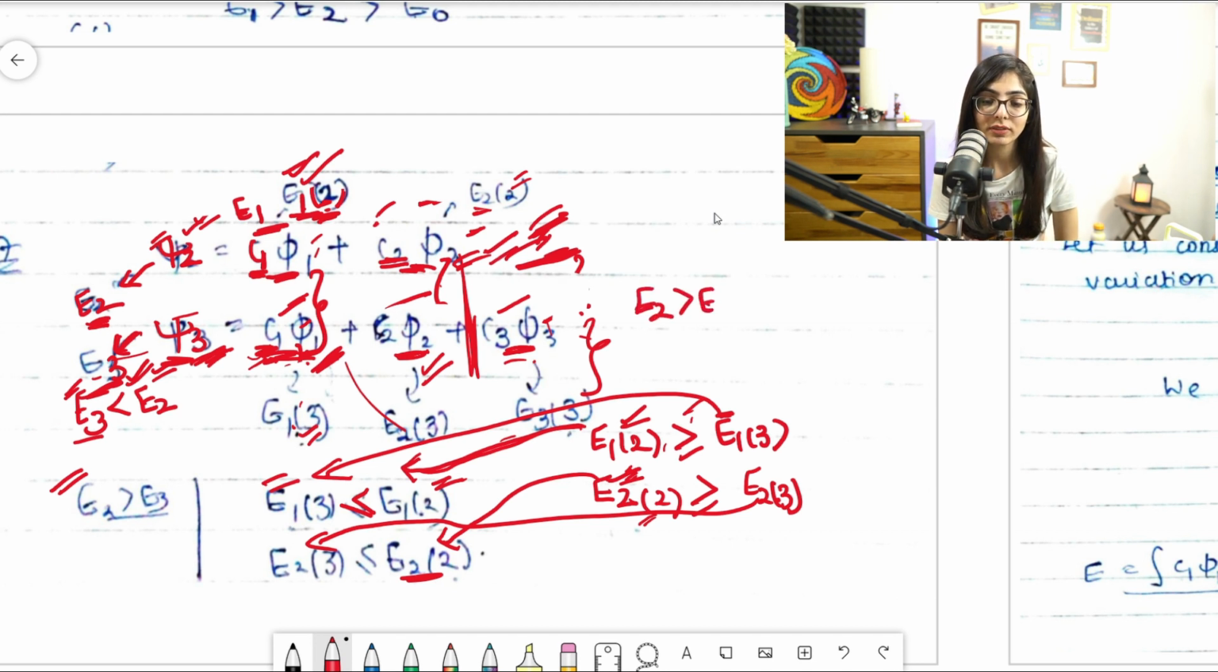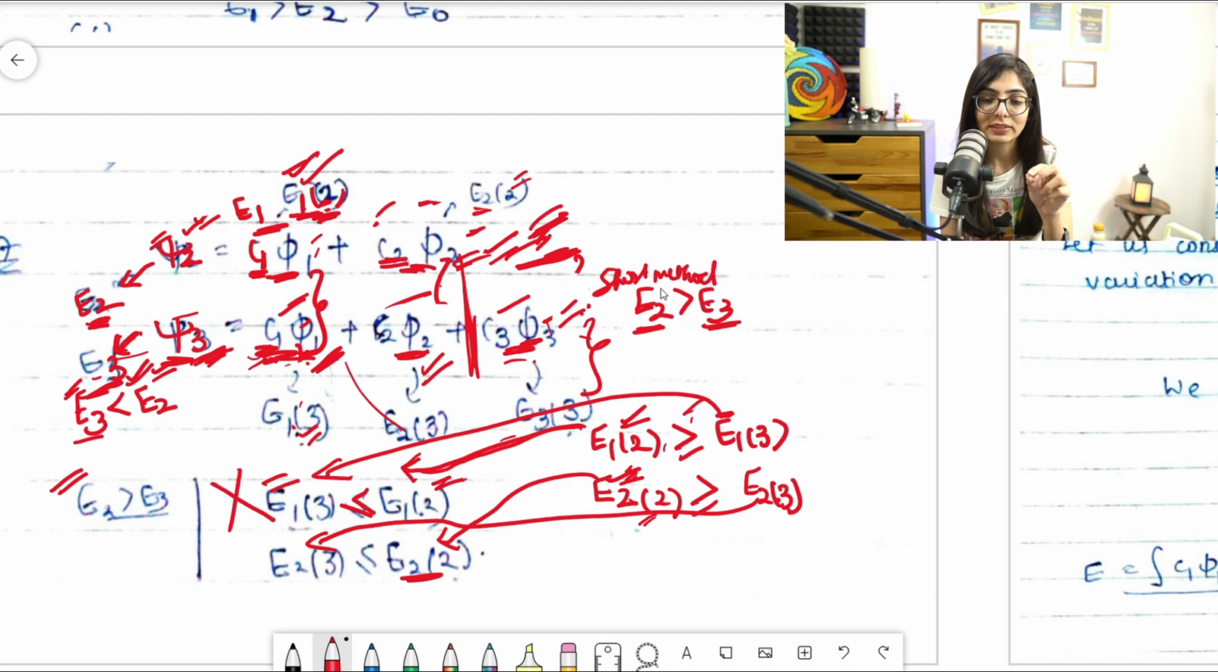than E3. E3 will be less, because it has more variational parameters, so it is more stable, with minimum energy. So E3 will be less than E2. Fine. So on the basis of this only, you don't have to go into the details. This is a short method, I'm telling you a short method.